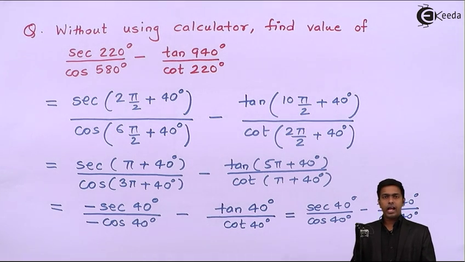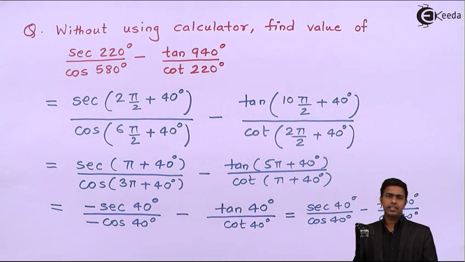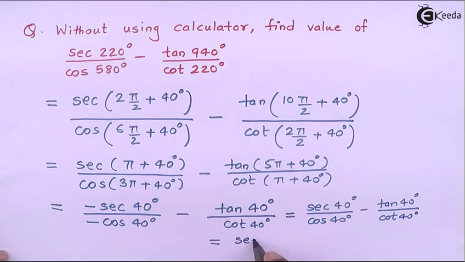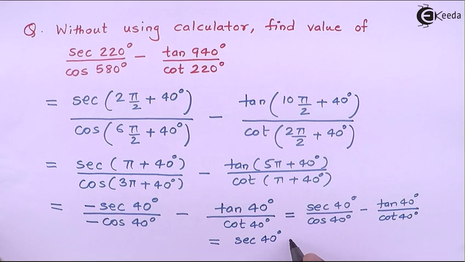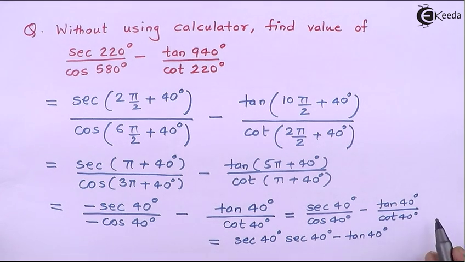Now we have to solve it and get the value. How to get the value? Here we have the formula 1 upon cos theta, and we know that 1 upon cos theta is sec theta. So this will become sec 40 degree as it is, and 1 upon cos is also sec of 40 degree, minus tan of 40 degree as it is, and we have 1 upon cot, which is again tan of 40 degree.